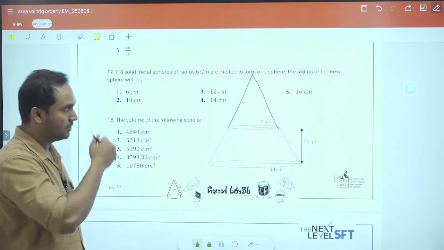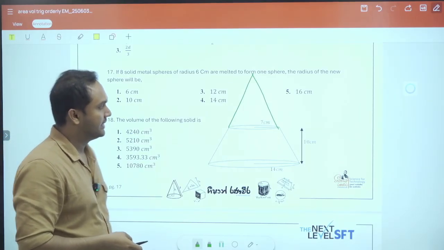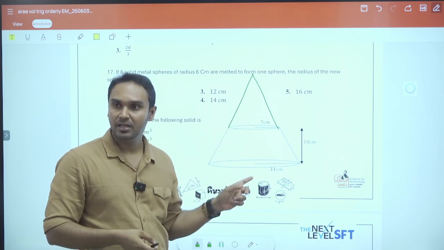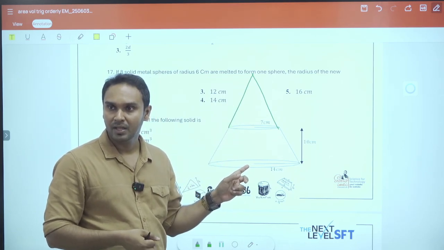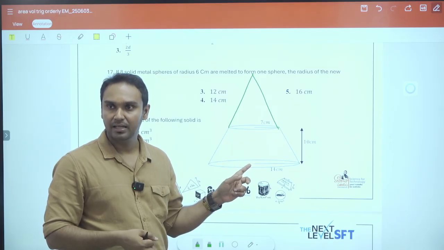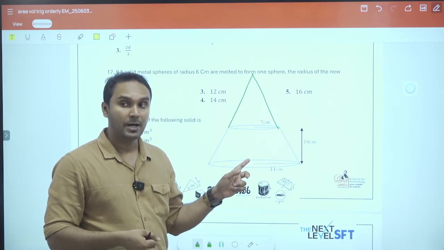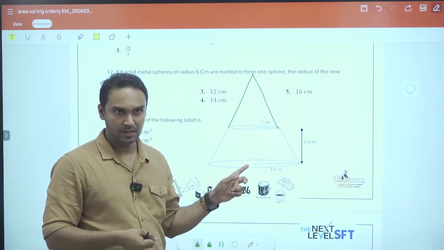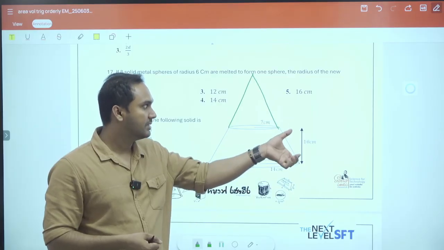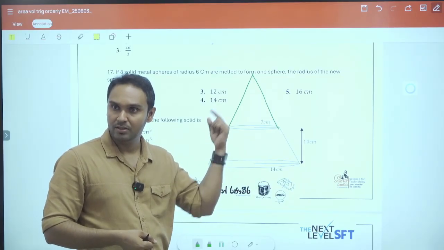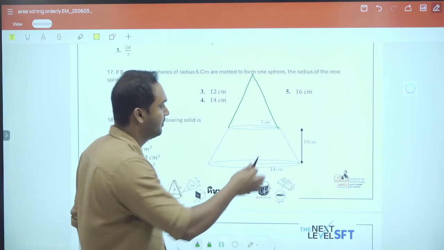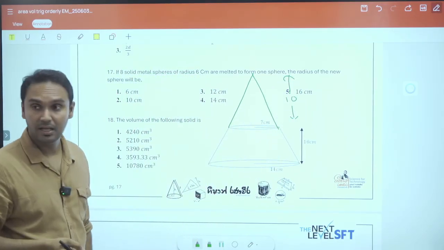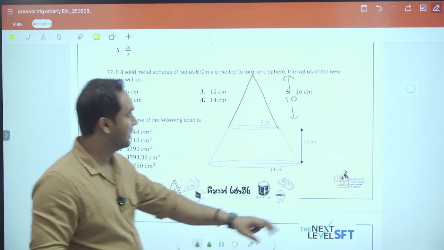So one-third pi r square h. Taking one-third pi r square h, r is given. Is the h given for the larger cone? H isn't given, but we can take h as how much? 20. How do you take it as 20? Because this is 10 and it's a half cone, so the other half should also be 10. So this is also 10, and the whole length will be 20. So you are taking the values.